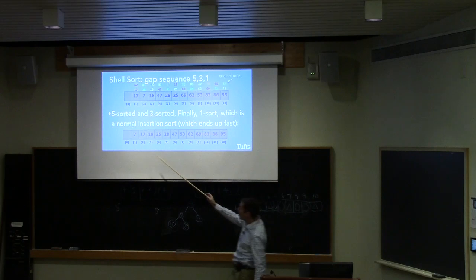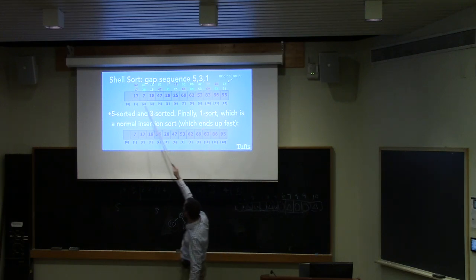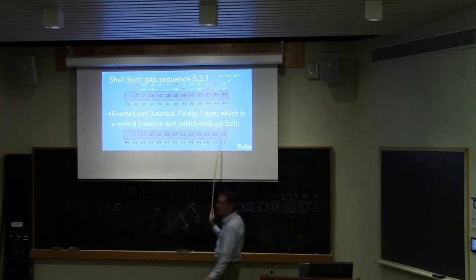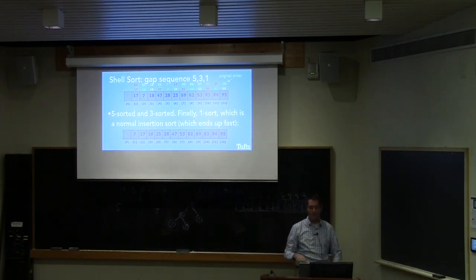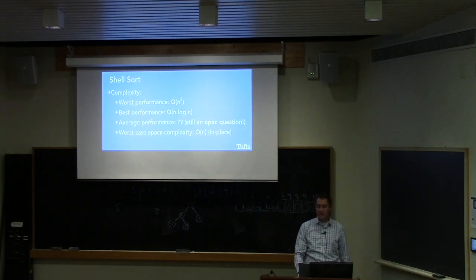Finally you do a one sort, which basically is now we're going to sort everything. But look, it's almost sorted already, right? I mean, some are out of order. This is after the sort? I guess so. Oh, you're right. It's almost in order up here, 17. And then you do one more sort, and then it is in order. Good. So that's the shell sort.